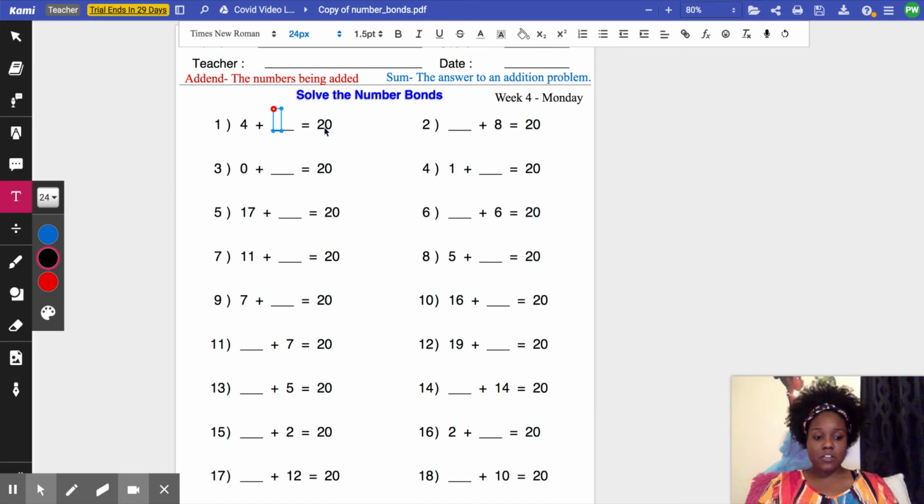Some may be easier for you. Some may not make any sense at all. Some may just be like, oh, I didn't think about solving it that way. The thing about math and the thing about addition and subtraction, multiplication, even division, is that you can find many different ways to solve a problem.